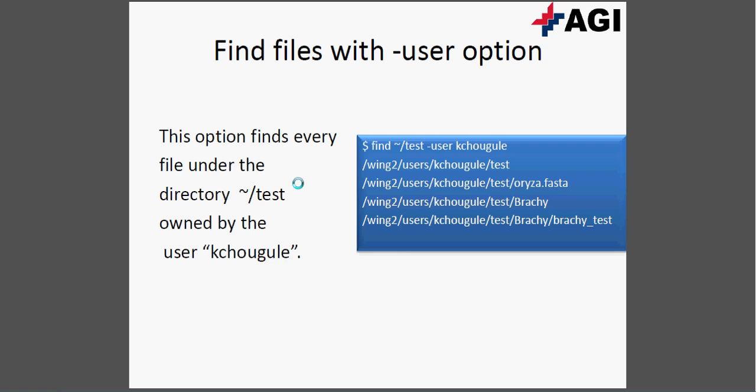In our next example case, I'll find files using the username. In this case, I would like to find files under my directory test which belong to me. So I can specify the option -user, which will find the files which belong to me. It has listed all the files which belong to me under the folder test.